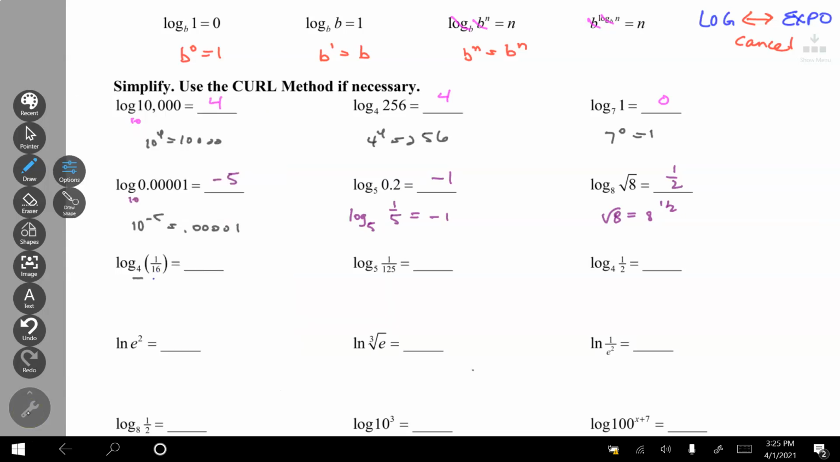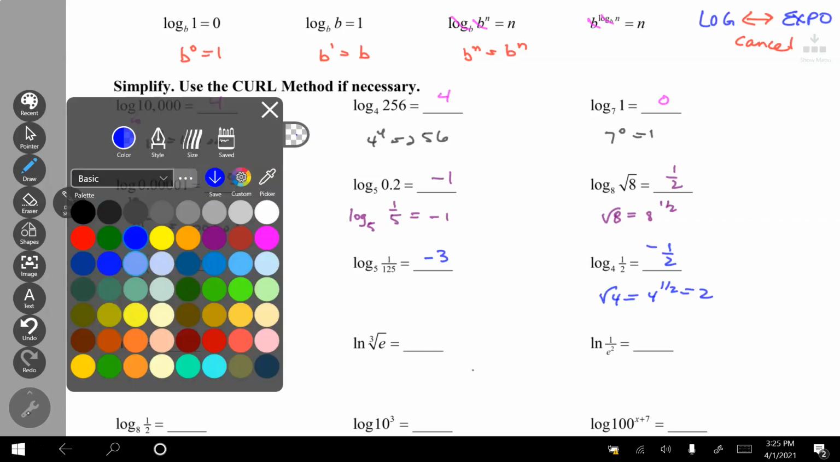Well, let's see. 4 to the second gives me 16, but since it's 1/16 I know it has to be a negative exponent. 5 to the third gives me 125, but this is 1/25, so it has to be a negative exponent. This is a little bit harder. I'm going to have to think about this. Well, 4 to what power gives me 2? Well, the square root of 4 gives me 2. So that's going to be the half power, but it's 1 over that, so it's negative 1/2.